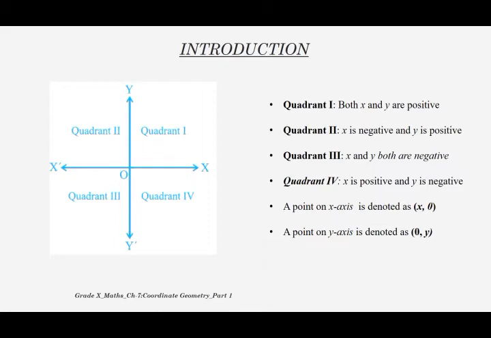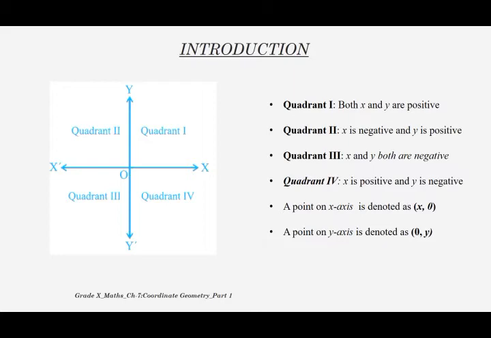The axes x and y divide the coordinate plane into 4 quadrants. First quadrant, both x and y are positive. In the second quadrant, x is negative, y is positive. Third quadrant, both x and y are negative. Finally, in the fourth quadrant, x is positive and y is negative. We write the quadrants in the anti-clockwise direction only.